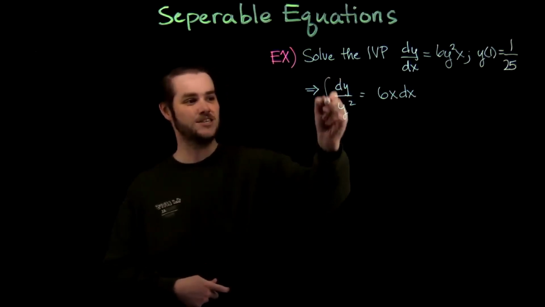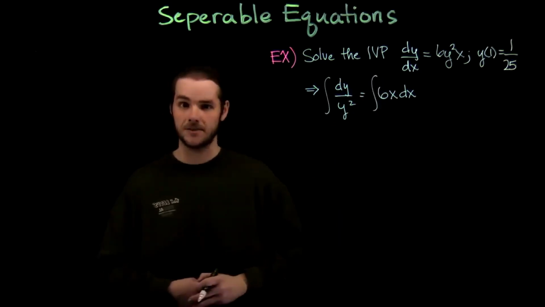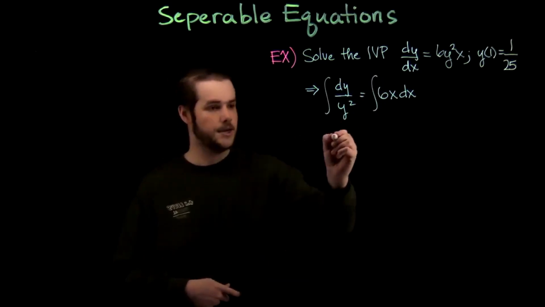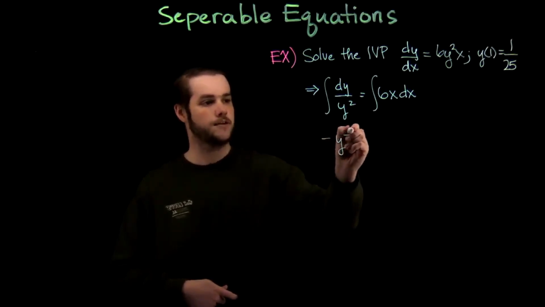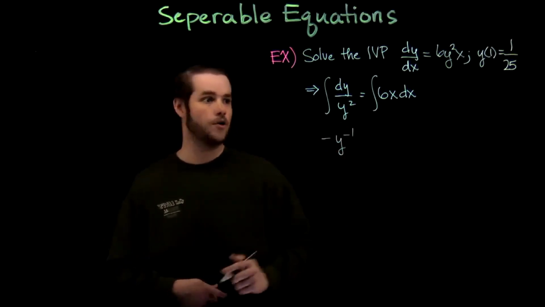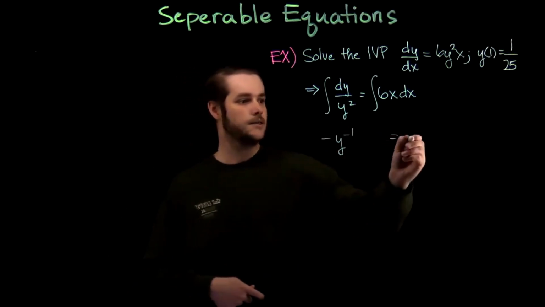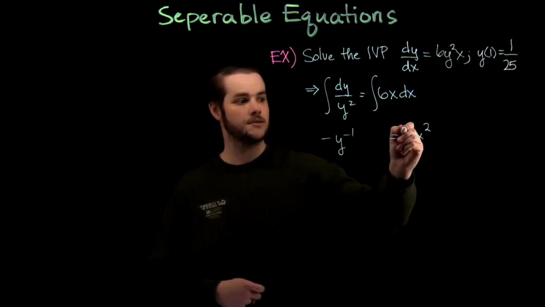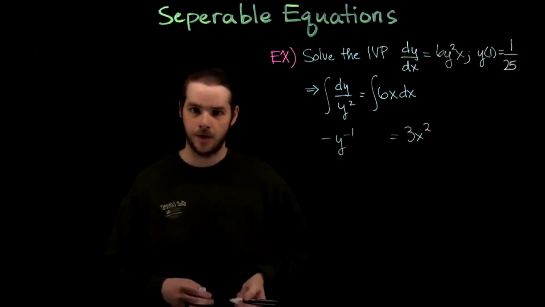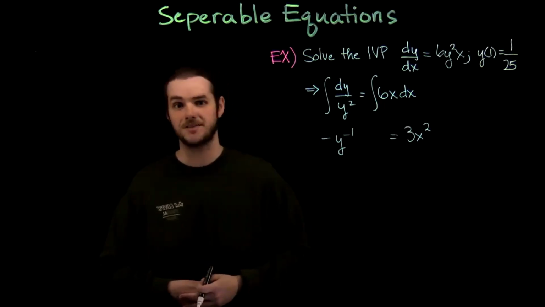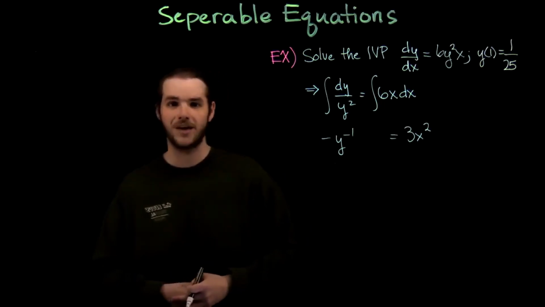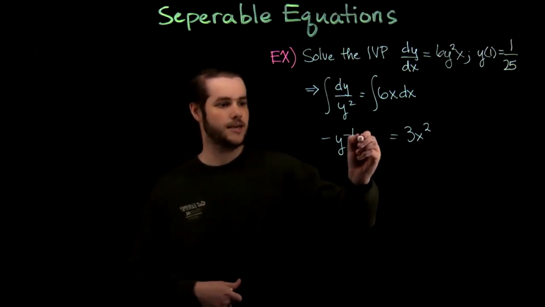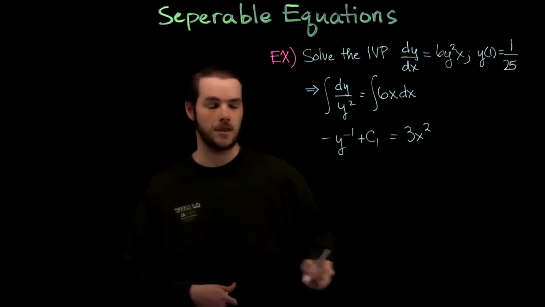So we just integrate both sides of the equation. Over here, I get negative y to the negative 1. And on the right side, I get x squared over 2 times 6, which is 3x squared. Now, I've left a little bit of space here because this is the first time in our course that we're going to have to start dealing with our constants of integration. Do you notice I get a constant of integration over here and over here?